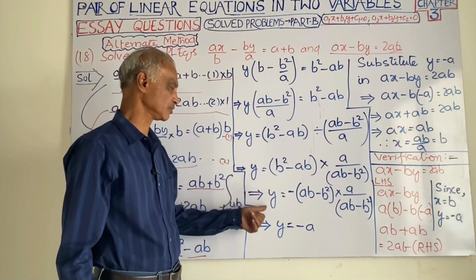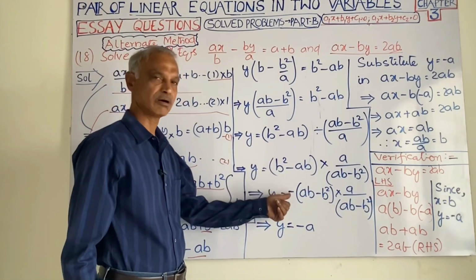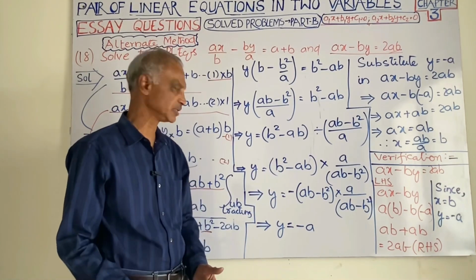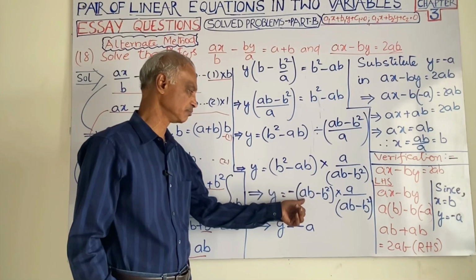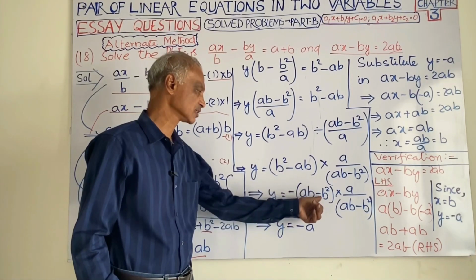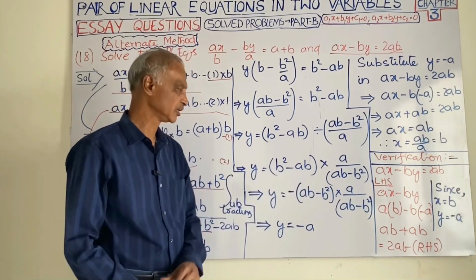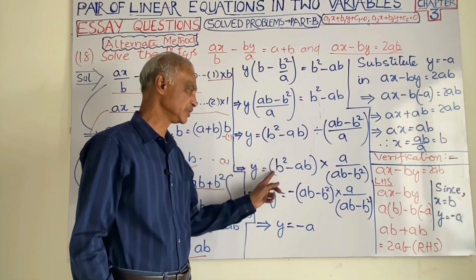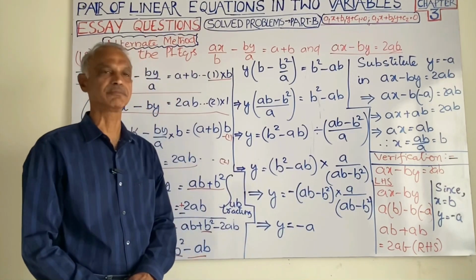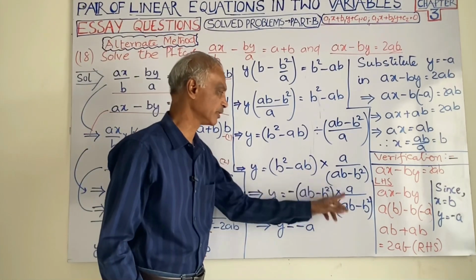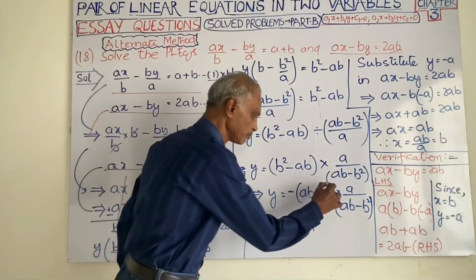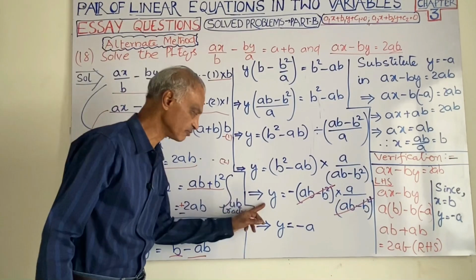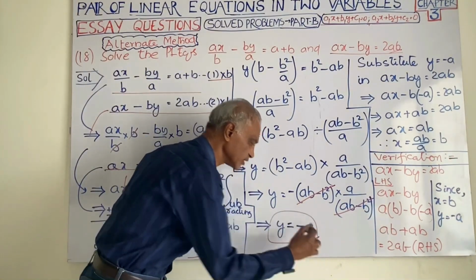You take minus common. B square minus ab becomes minus of ab minus b square. Minus into minus gives plus b square. So b square minus ab can be written as minus of ab minus b square into a by ab minus b square. Ab minus b square and ab minus b square cancel. You are having y is equal to minus a. You got y is equal to minus a.